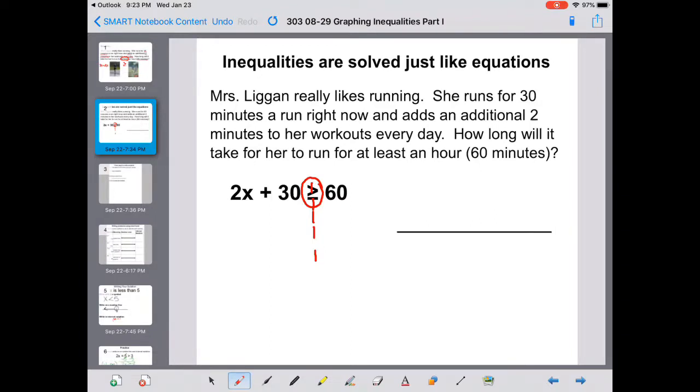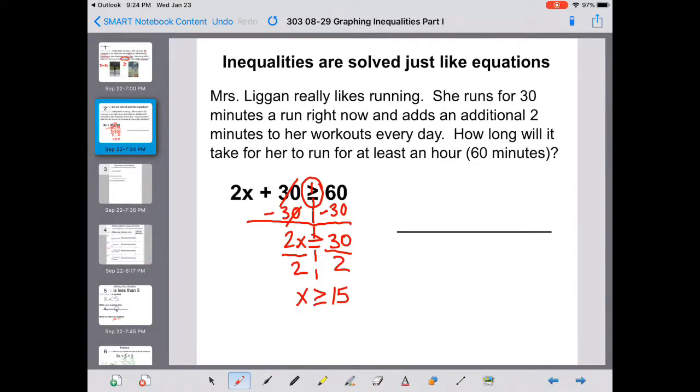First thing we want to do to get the x by itself is subtract 30 from each side. When we do 30 minus 30, those 30s cancel out, and then 60 minus 30 is 30. So we get 2x is greater than or equal to 30. Now we still need to get the x by itself, so we're going to divide both sides by 2, and we'll be left with x is greater than or equal to 15.